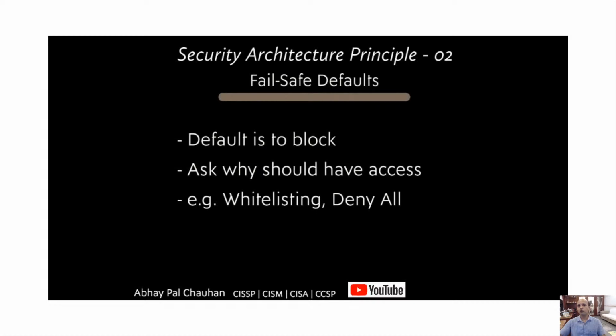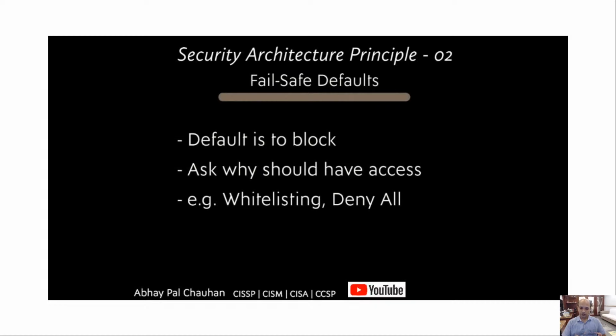If you are going to talk about fail-safe default, it means if anything fails, then that should be in the block state, right? In a firewall also we have the deny all rule at the end. The reason for the same is if there is no rule applicable to that particular traffic traveling through that firewall, then in that case it should be denied, right? So that is the fail-safe default principle.